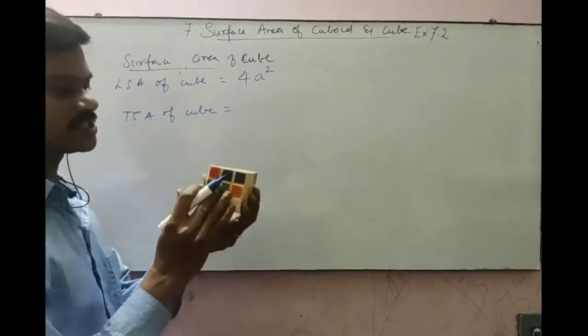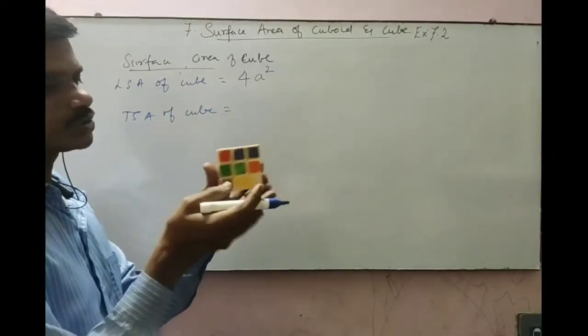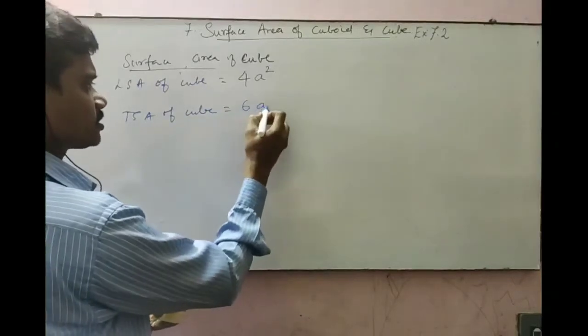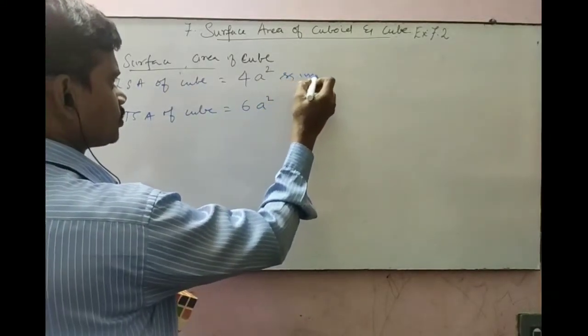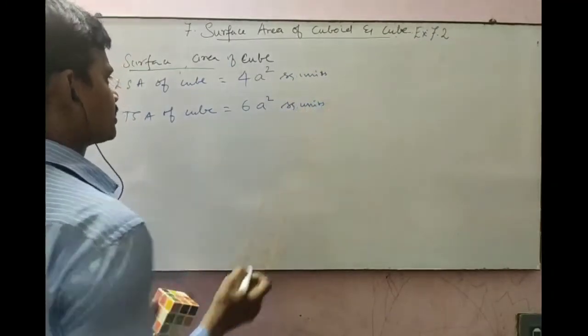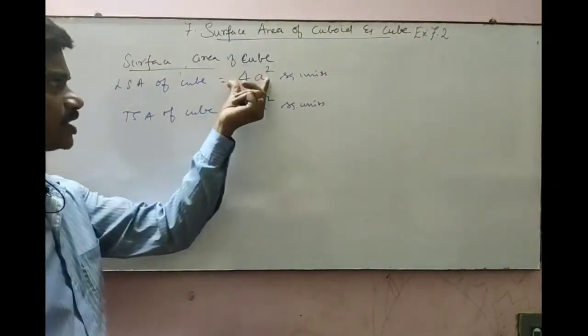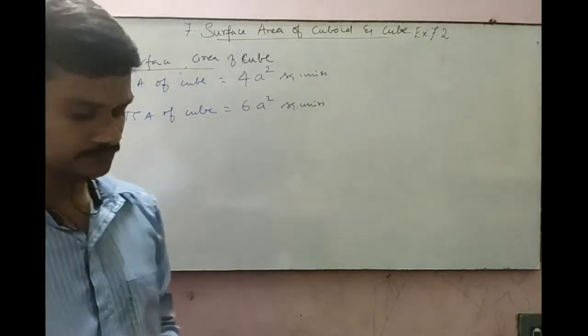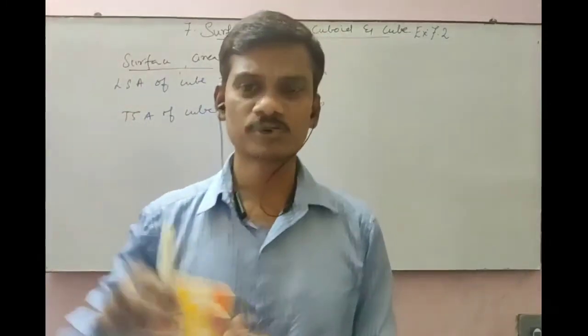For the total surface area, we add top and bottom. So totally 6 times, so 6 A square units. This is the formula to find the LSA and TSA of cube: 4A square and 6A square. With these formulas, we will move to the exercise.